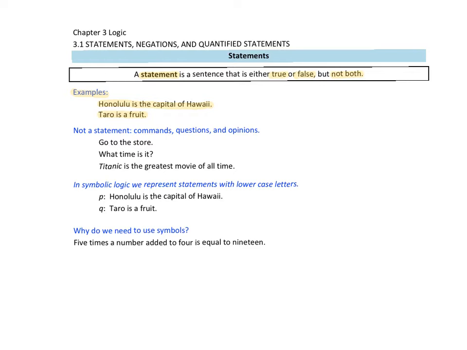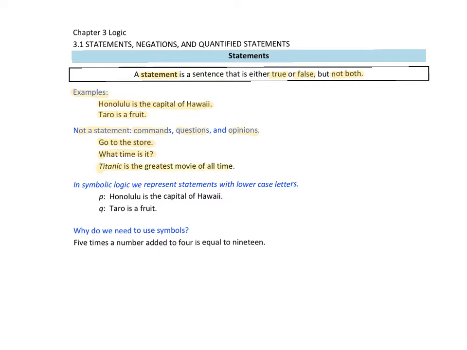So what is not a statement? Not a statement would be commands, questions, and opinions. Go to the store. That's a command. Notice that we can't really say whether that's true or false. What time is it? That's a question. Is it true? Is it false? I have no idea. So since we can't determine whether it's true or false, it's not a statement.